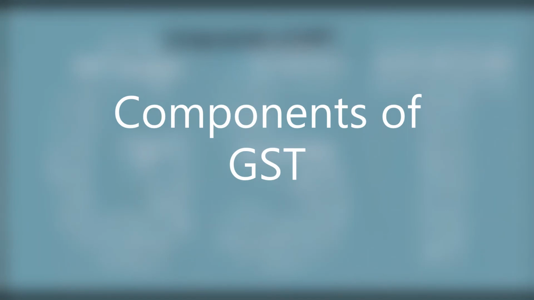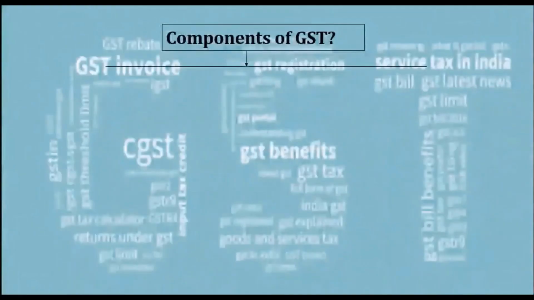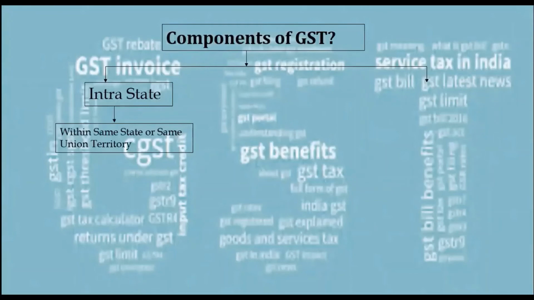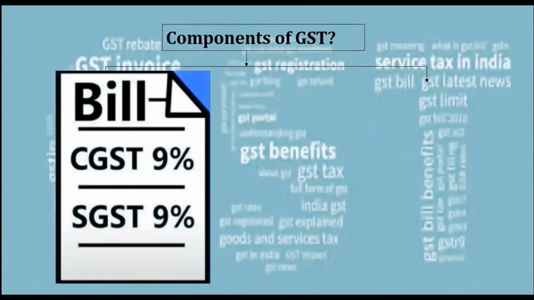Now let us understand the components of GST. We have two components of GST. First is intrastate. Intrastate means within the same state or within the same union territory. Means the recipient and the supplier are both in Delhi, for example, or both are in Maharashtra. So they are in the same state or same union territory. Then CGST and SGST will be levied. For example, in a restaurant bill, you see CGST and SGST both are levied.